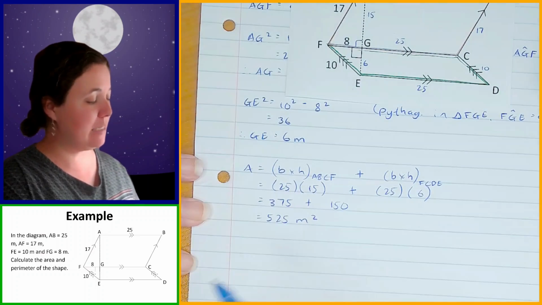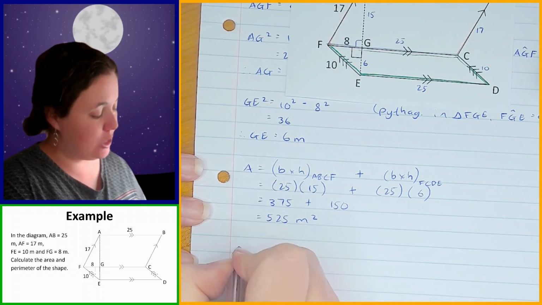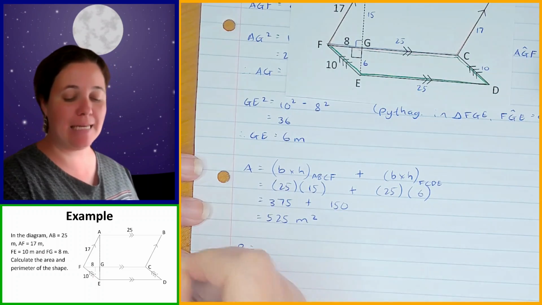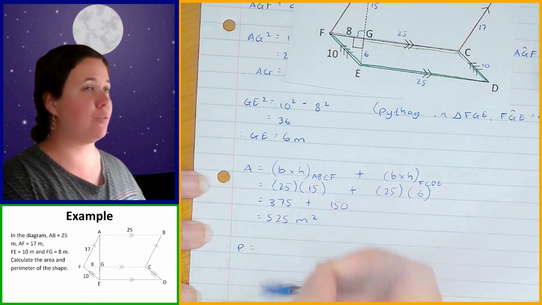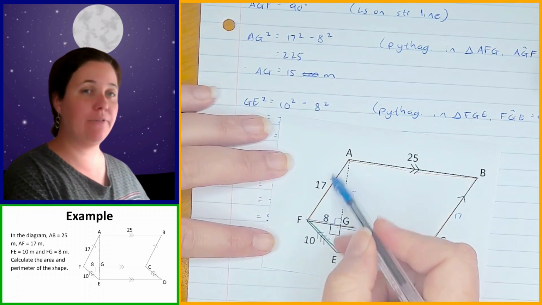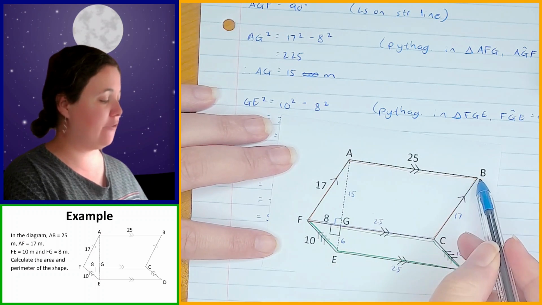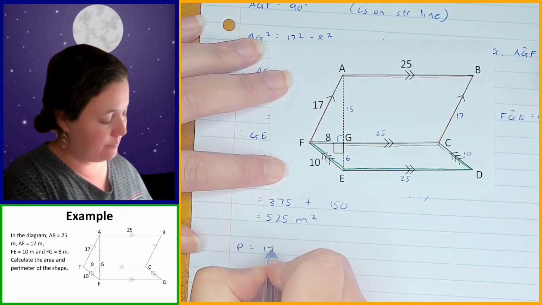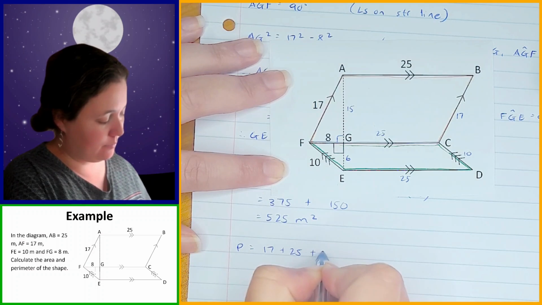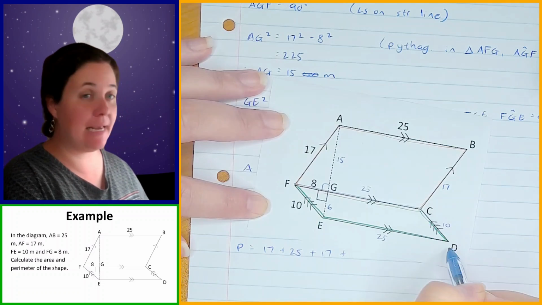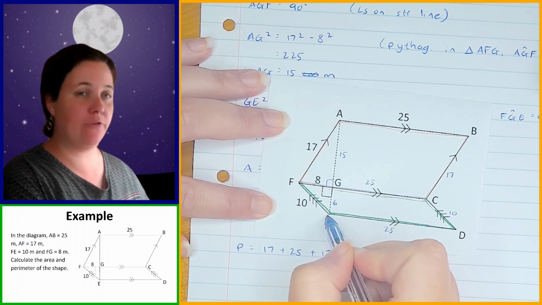Okay, now let's do our perimeter. The perimeter we work out by just adding up all of the sides. So the perimeter is going to be 17 plus 25 plus 17 plus 10 plus 25 plus 10.